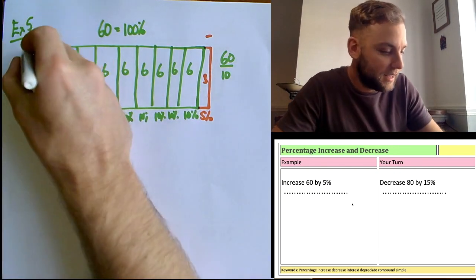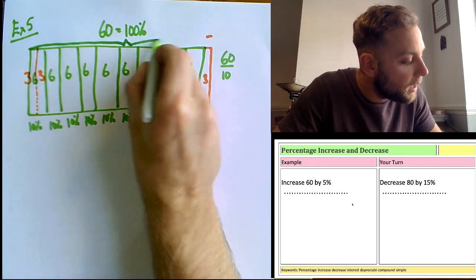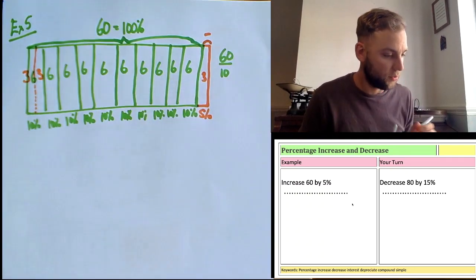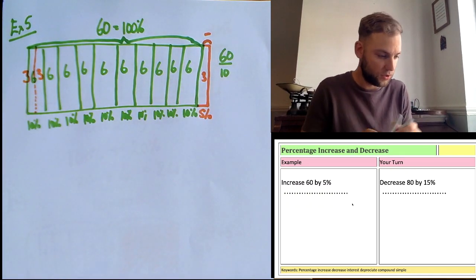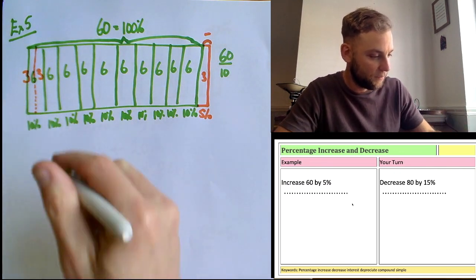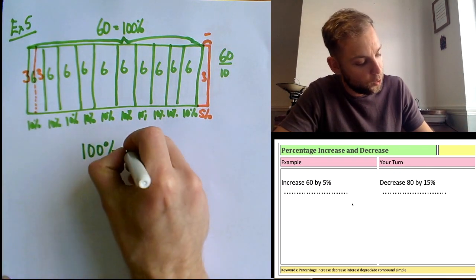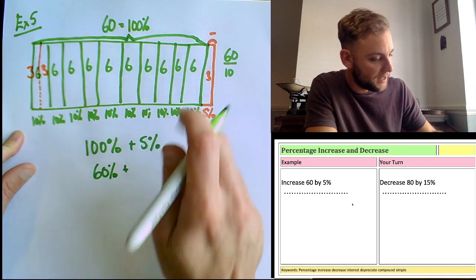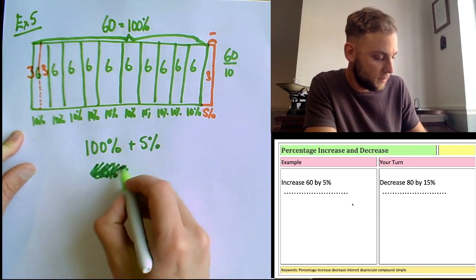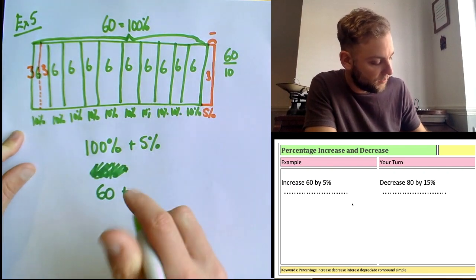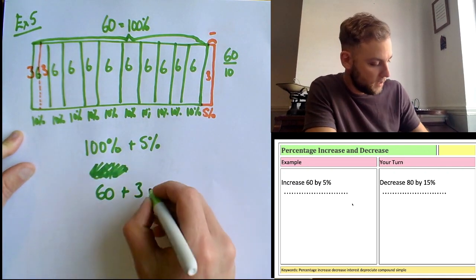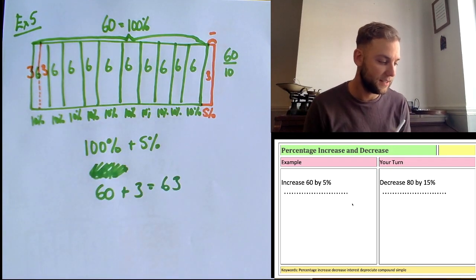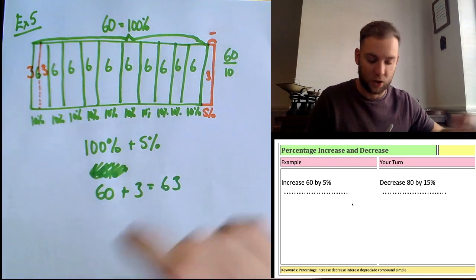So here I've got my 60, which is this part here, plus this extra little part here, which is the 3. You could probably count it all up if you wanted to, but it's an increase of 5%, so it's 100% plus the 5%. 100% is the 60, plus the 5%, which is 3. So 60 plus 3 is equal to 63. So I've increased by this 5%. Super. Let's have a look at the next one.